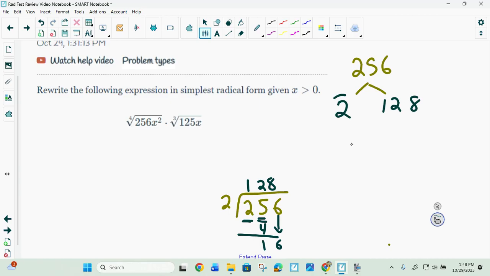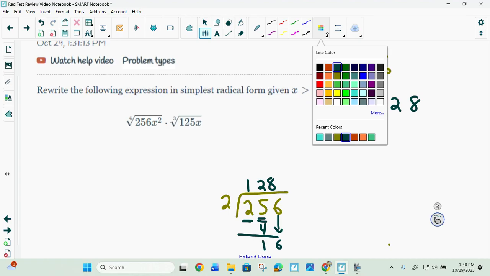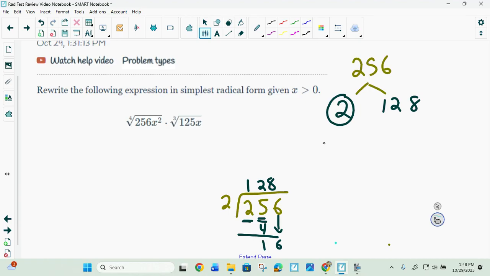2 is a prime number, so we're good there. Let's pick a different color. So now we've got 2 goes into 12 6 times. 2 goes into 8 4 times, right? And then when we see the 64, we can do 2 and 32. Oh my gosh, we're going to be doing these 2s forever, right? 2 and 16.